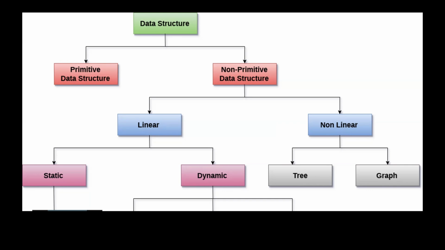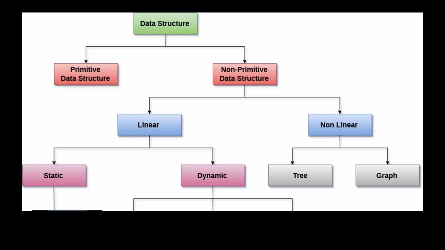We have already covered the linear data structures. What is an array? What is a linked list? What is a stack? What is a queue? Stack using a linked list, stack using an array, queue using a linked list, queue using an array. Linked lists we also covered: what is a single linked list, a double, a circular single, and a circular double linked list. All these things we have already covered.